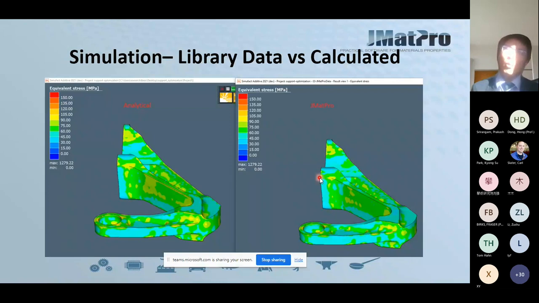So they are trying to understand whether using calculated material data can match the simulation from experimental data or their library data. And in the end, this is a simulation result from the library data, and this is a simulation result from the calculated data. As you can see, there's not much difference between these two, which is brilliant. That basically means that if you have some alloys with little data available, then computer modeling or materials data calculation is indeed a way forward.